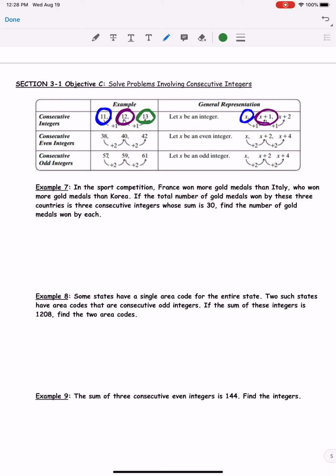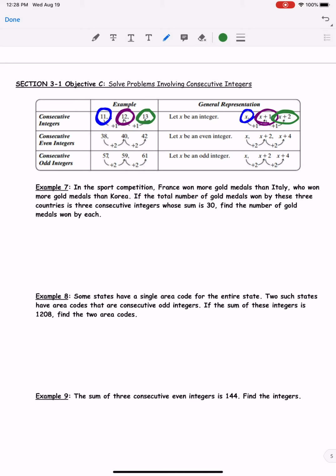To get to that 13, yes, you are only adding 1, right? But if we are calling x my starting point, if you only add 1 to x, you're just right here again. So to get to this 13, from my original, we're not just adding 1, but we're adding 2. And so that's why this one here is x plus 2.